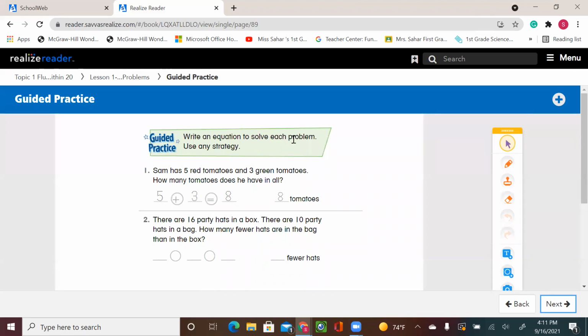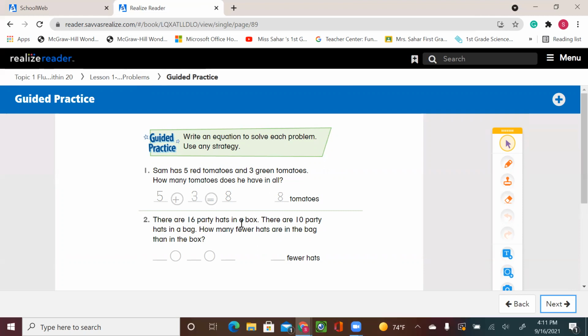Write an equation to solve each problem. Use any strategy. Sam has 5 red tomatoes and 3 green tomatoes. How many tomatoes does he have in all? This is simple. So I'm going to add all that he has, and that will be the total. So 5 red plus 3 green equals 8. Okay, let's go for the next one.